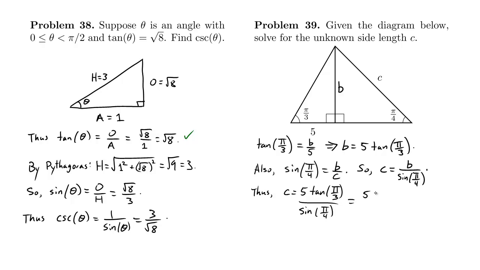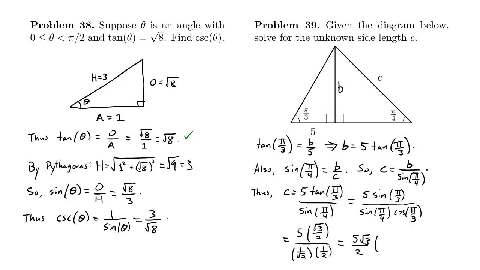Now we can expand tan as sine over cosine to get c is equal to 5 times sine of pi by 3 over sine of pi by 4 times cos of pi by 3. We know that sine of pi by 4 is equal to 1 over the square root of 2, and sine of pi by 3 is equal to the square root of 3 over 2. Multiplying this all out, we get 5 times the square root of 3 over 2 times the square root of 2 times 2. This equals 5 times the square root of 6.